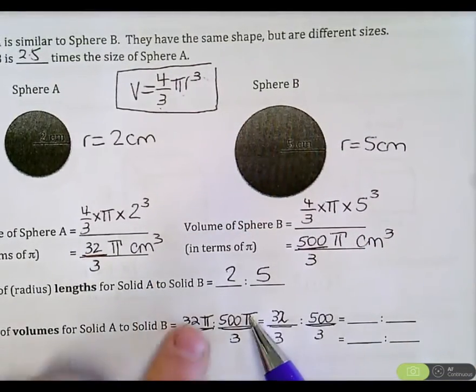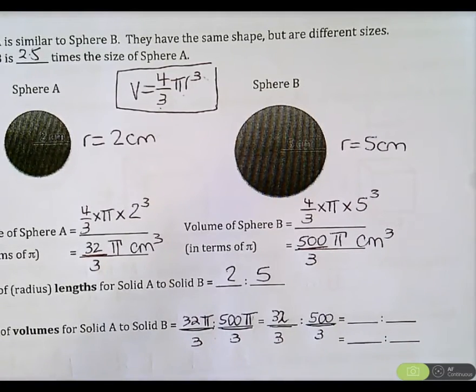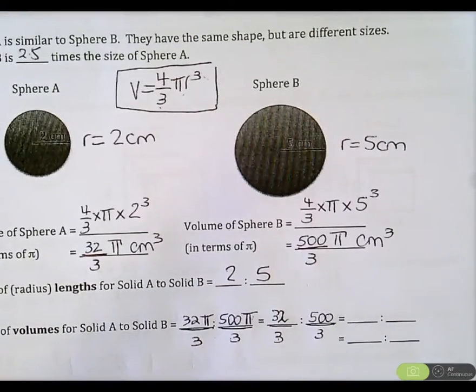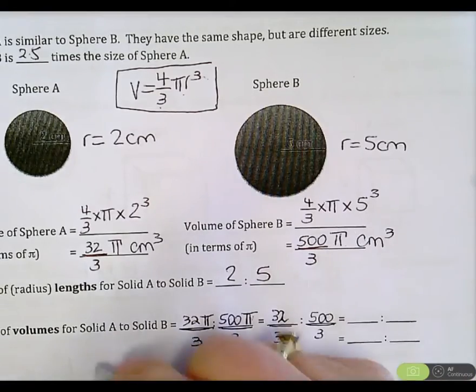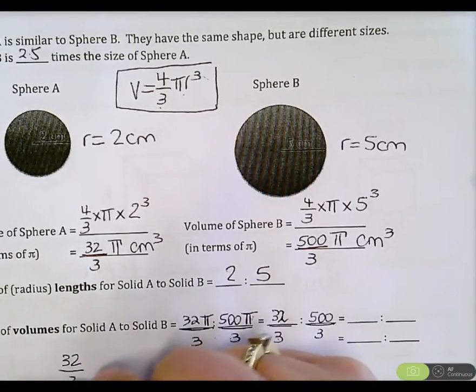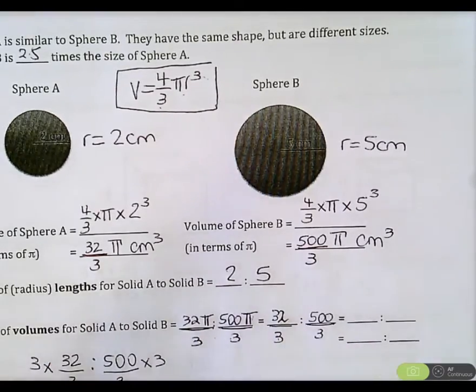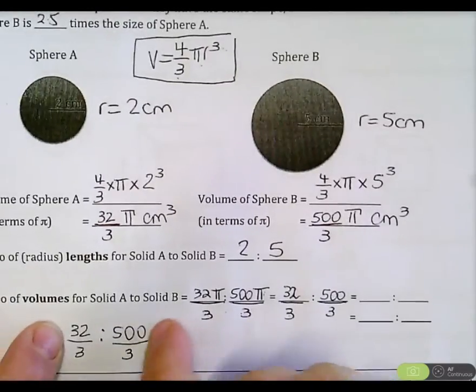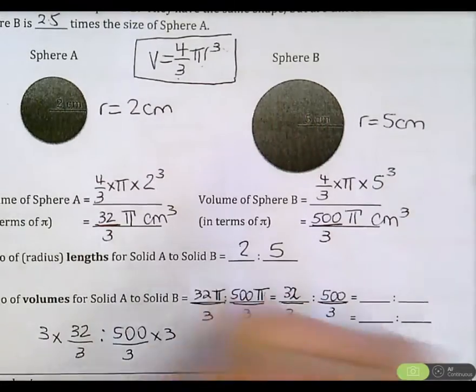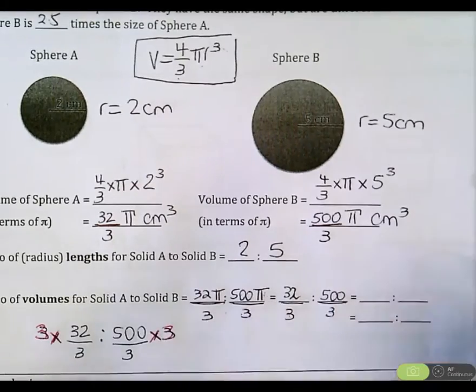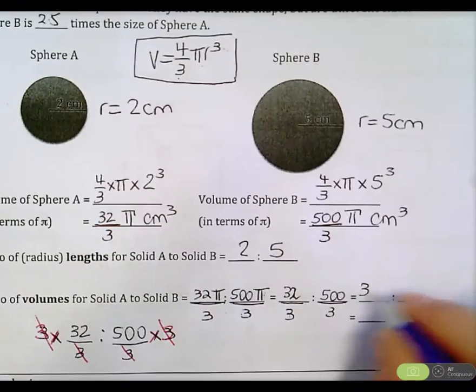Okay, girls, so drop the pi's. When I say drop the pi's, you're really dividing both sides by pi. When I say get rid of the 3's, I'm really timesing both bits of the ratio by 3. I need to get rid of those 3's. So if I times that by 3 and I times this by 3, watching. I've got 32 over 3 and 500 over 3. So if I times both the left-hand side of the ratio by 3 and the right-hand side of the ratio by 3, the 3 up there cancels with the 3 down there. The 3 down there cancels with the 3 up there. So it's 32 is to 500.